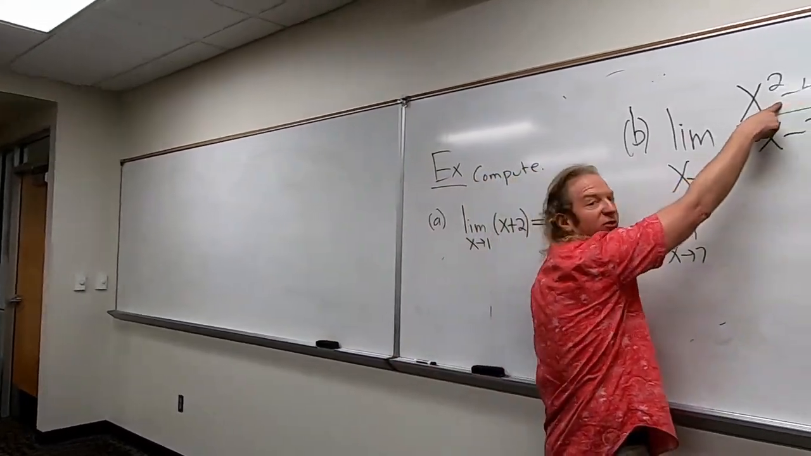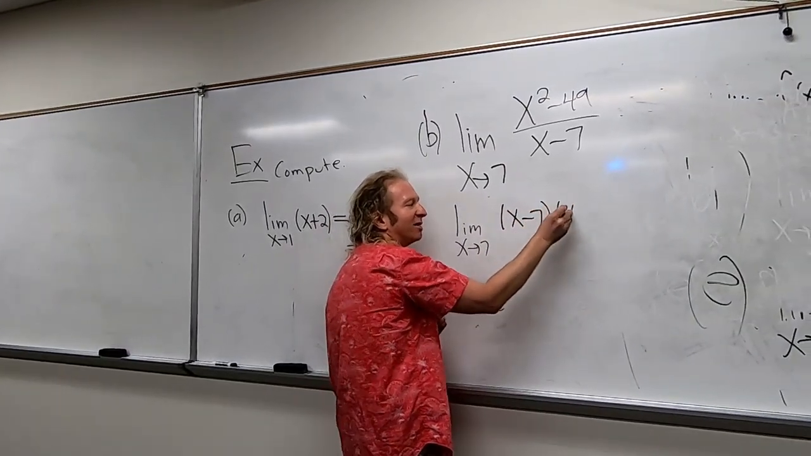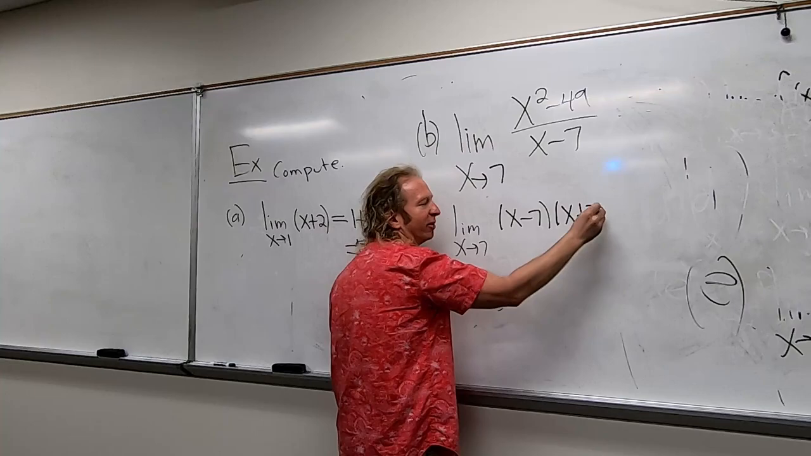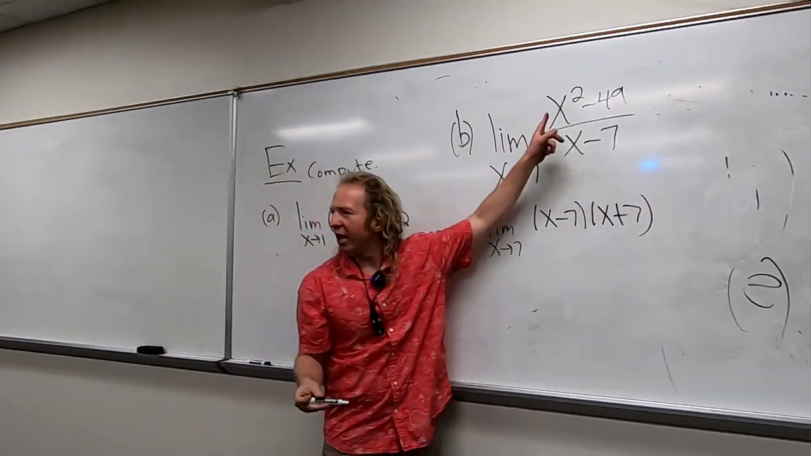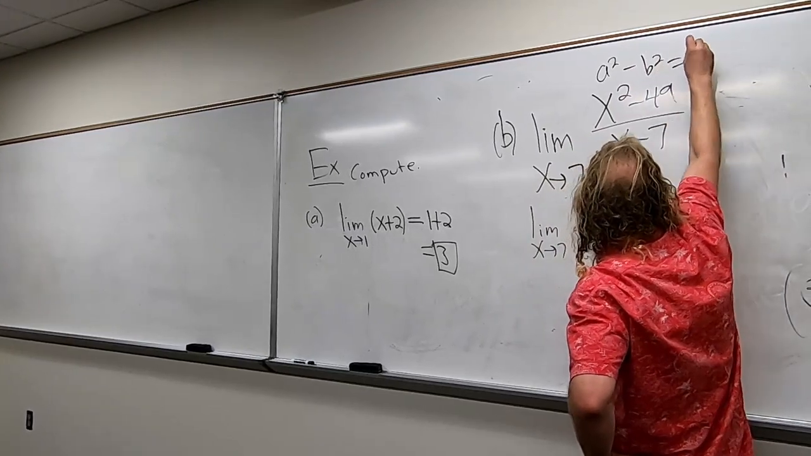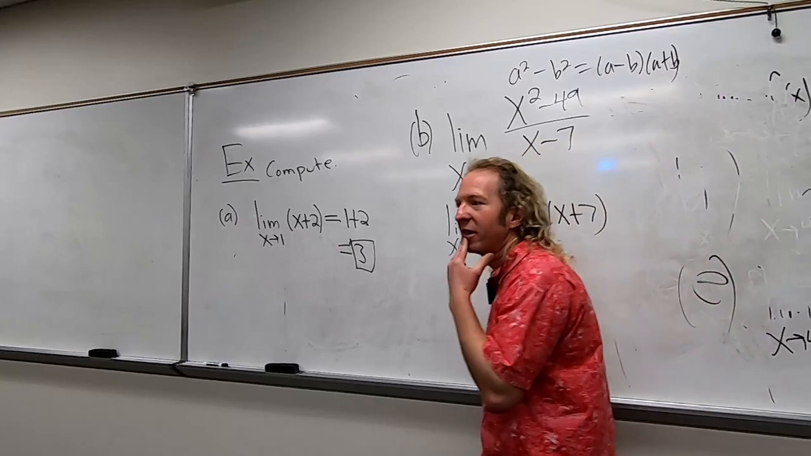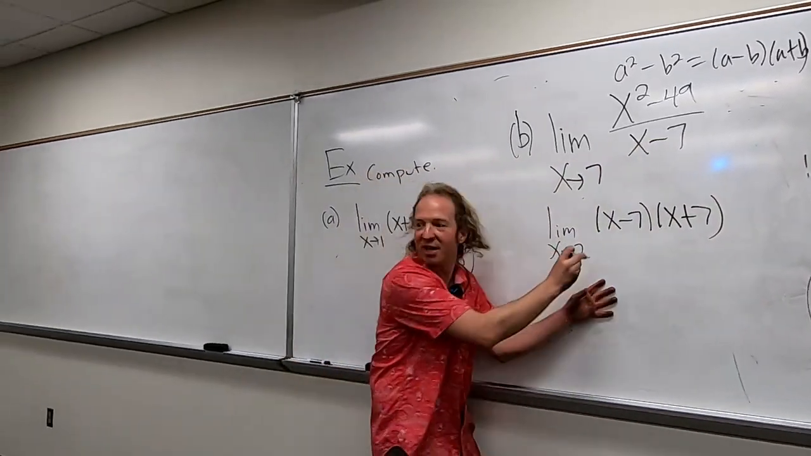So this is the difference of squares, right? It's x minus 7, x plus 7, right? Everyone remember that formula? A squared minus B squared. Maybe it's been a while. Maybe it's been like years. Remember that from math? Okay, all right, so then this is x minus.